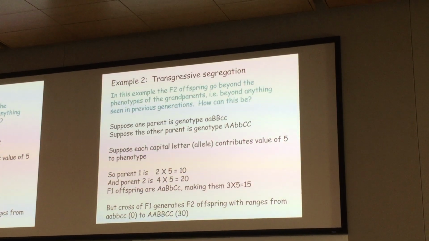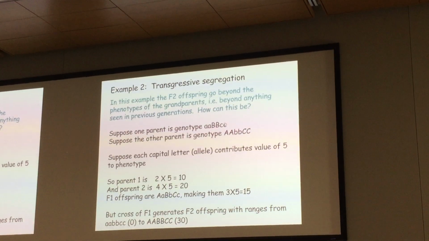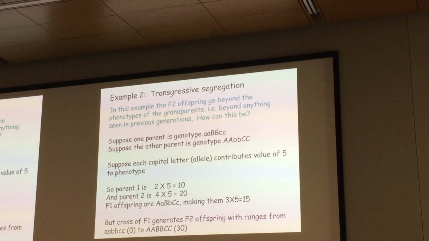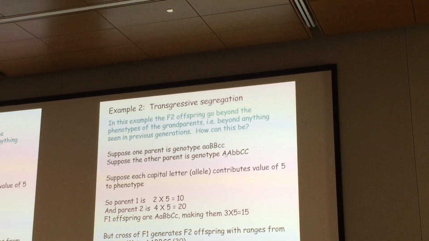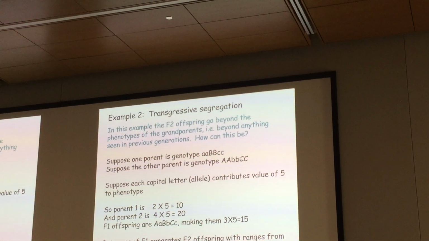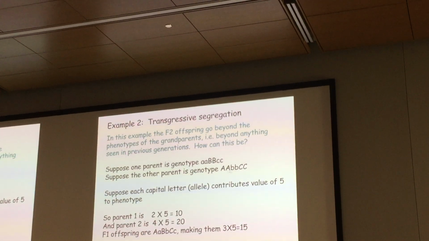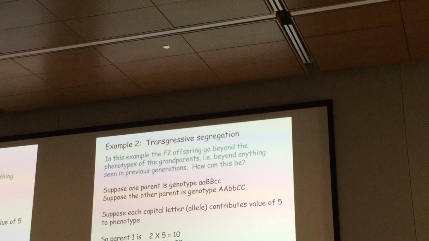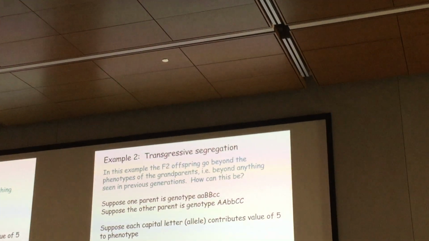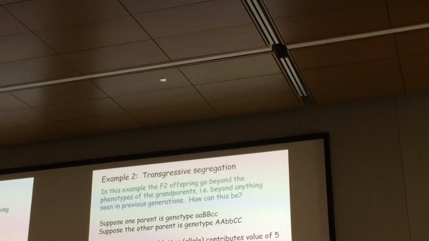So now, we breed these together. What do we get? We get a heterozygote, which is going to be intermediate in terms of the number of capital letter alleles. We get a big A from him or her, we get a big C from him or her, and we get a big B here. So the offspring F1 are going to be big A, small a, big B, small b, big C, small c. 3 capital letter alleles, assume we give 5 points each, we get a value of 15. So the F1s are intermediate, so fine.